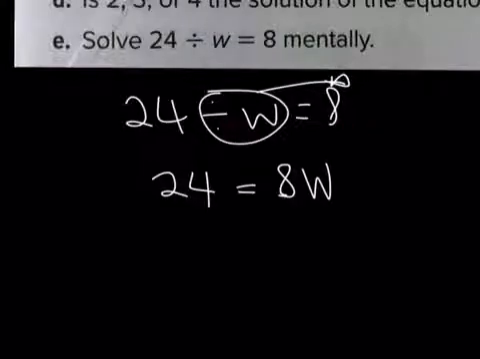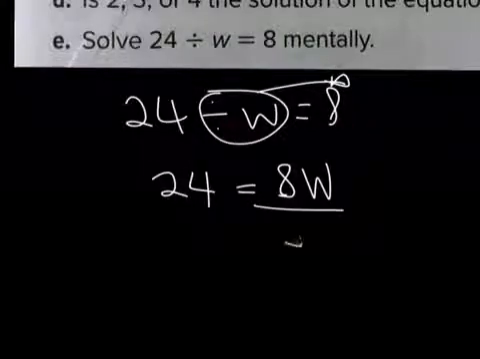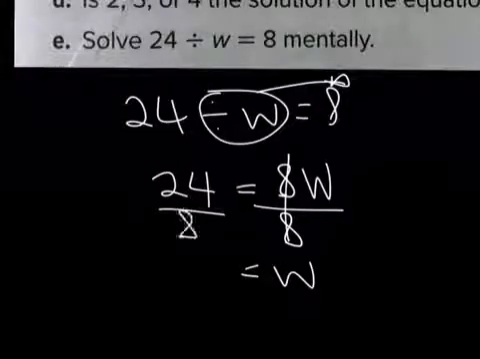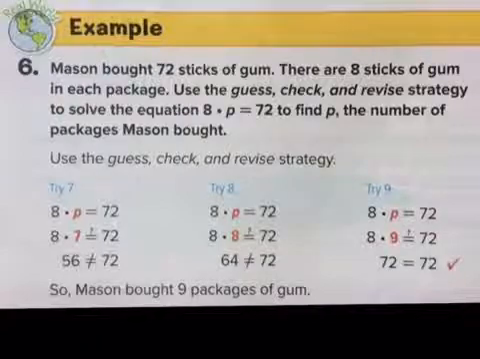And now you go ahead and work the 8 out, so divided by 8, and that only leaves me my w, and that means I have to divide this side by 8, and when I do so, I get 3. So 24 divided by 3 equals 8. That's correct.